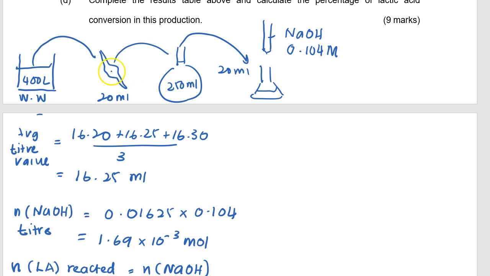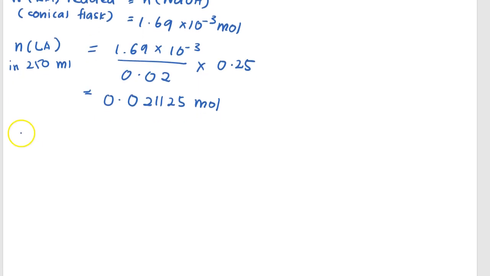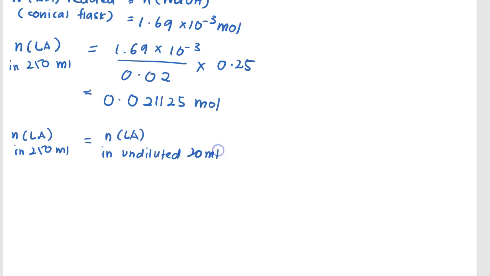Now remember, from this step to this step, all you did was dilution. So the number of moles of lactic acid in your volumetric flask is equal to the number of moles in the undiluted 20 ml wastewater. Please write that down. This information is very important, because if not, the next step will be wrong. So the number of moles of lactic acid in 250 ml is the same as the number of moles of lactic acid in undiluted 20 ml wastewater.